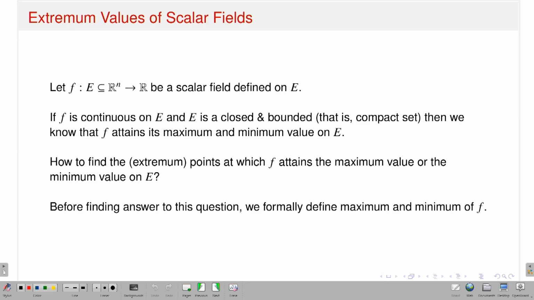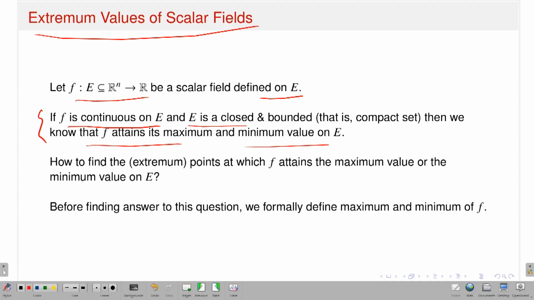What do I mean by extremum values of scalar fields? I am starting with a function f from E subset of Rn to R, a scalar field, defined on the set E, the domain. Suppose my function is continuous, and suppose your set E is closed and bounded in Rn, in other words E is a compact set. Then we know that f attains its maximum and minimum value.